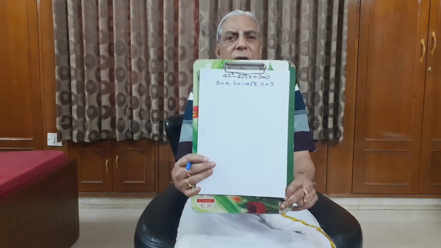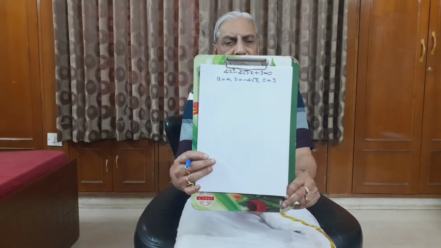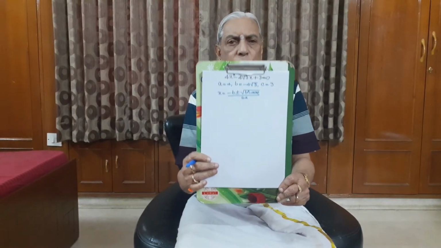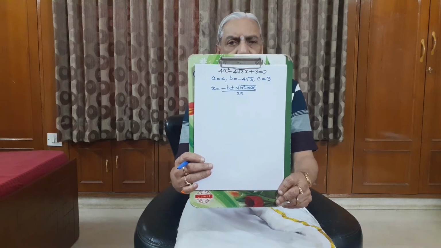They are the values now. I hope you understood. Now, once again, apply the formula. What is the formula there? X is equal to minus B plus or minus the square root of B squared minus 4AC, the whole divided by 2A. This is the formula. I hope you have read the formula. Then substitute for A, B and C.